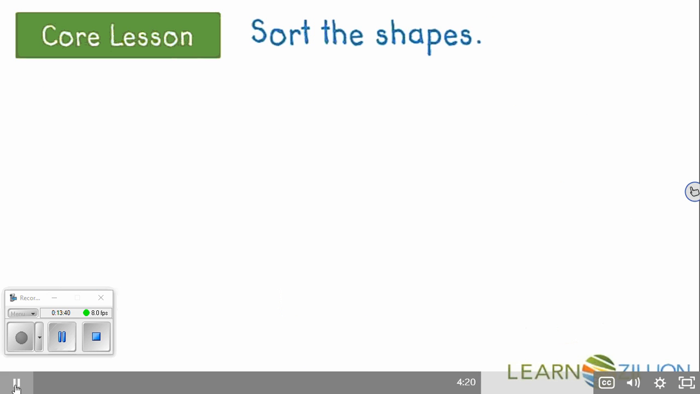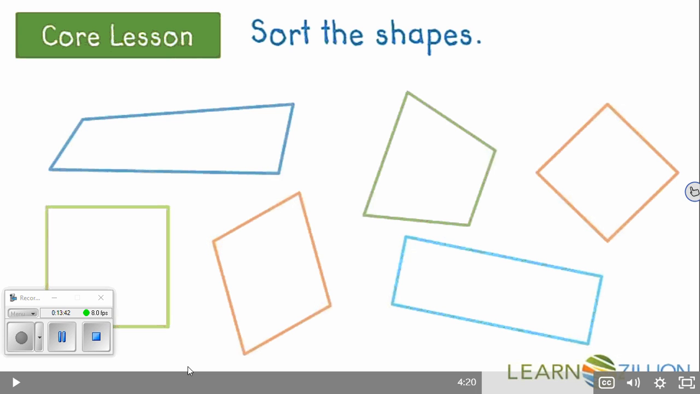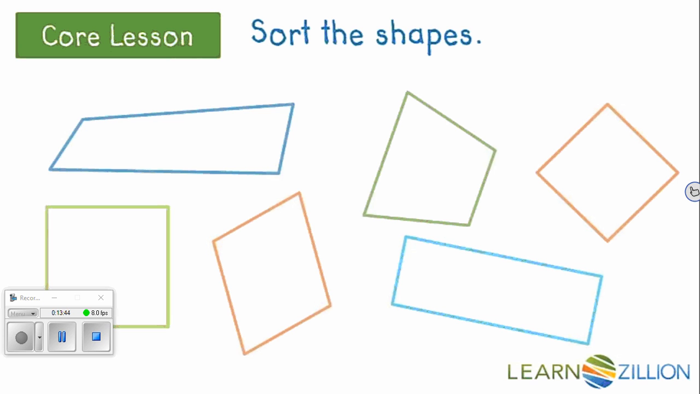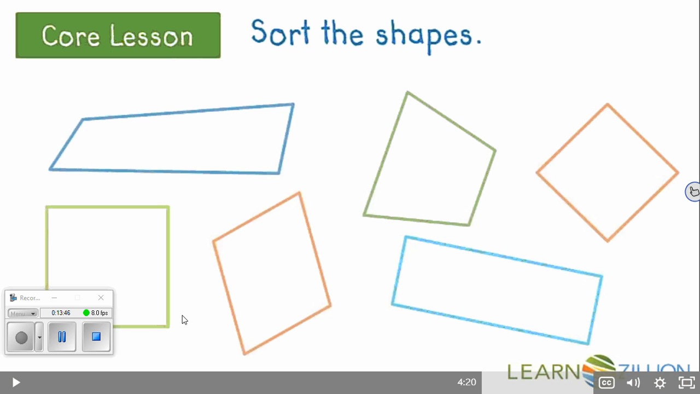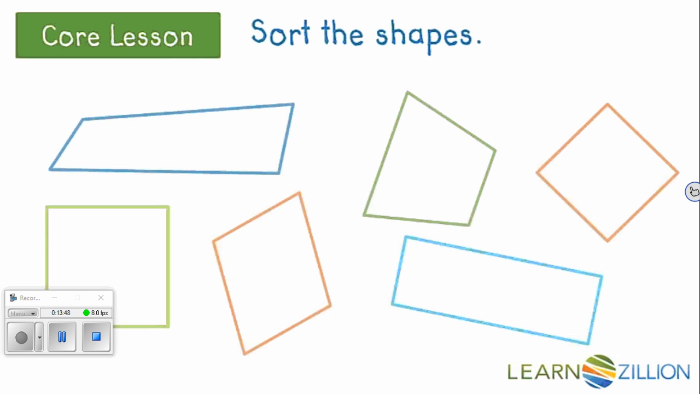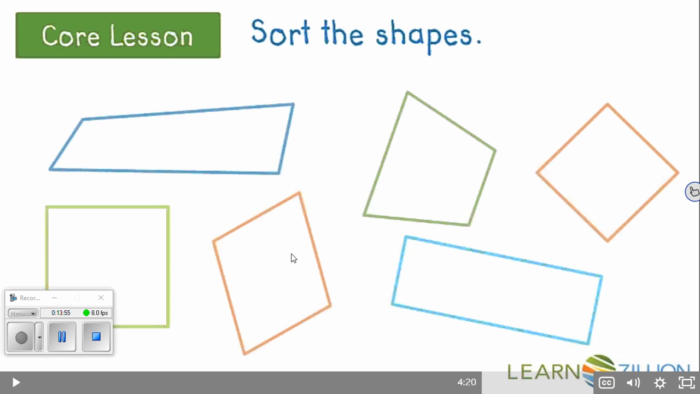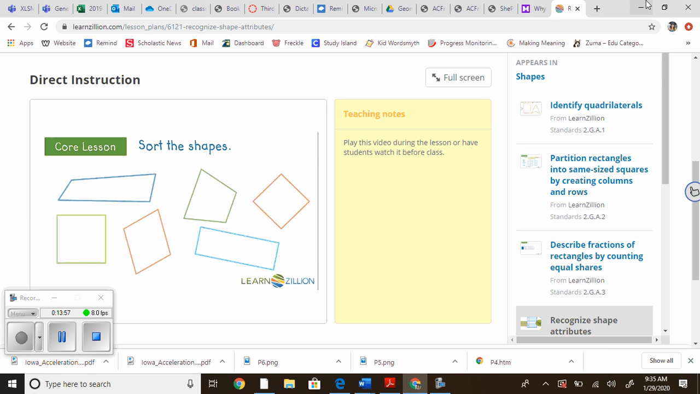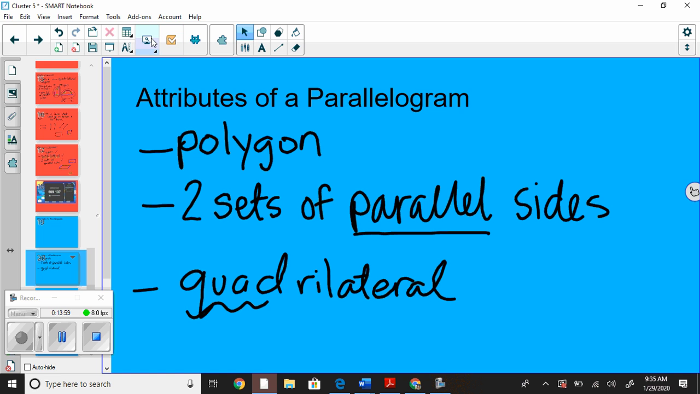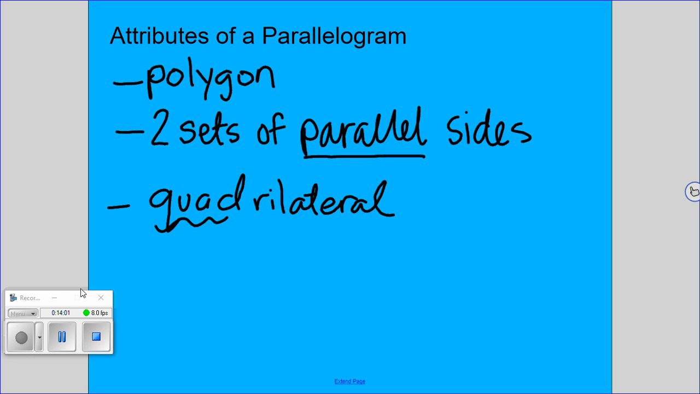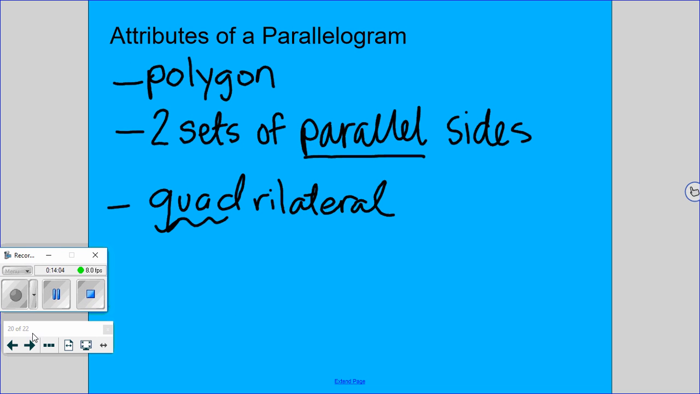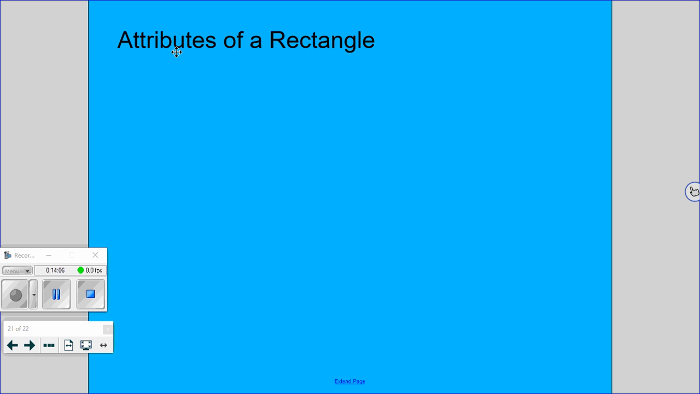Let's sort these shapes into two categories. We're not going to worry so much about square corners, but I wanted to touch on that again. Go ahead and draw a line in your notebook. We've reviewed parallelograms, and we've reviewed some common attributes. And now we're going to talk about rectangles. Alright, attributes of a rectangle.